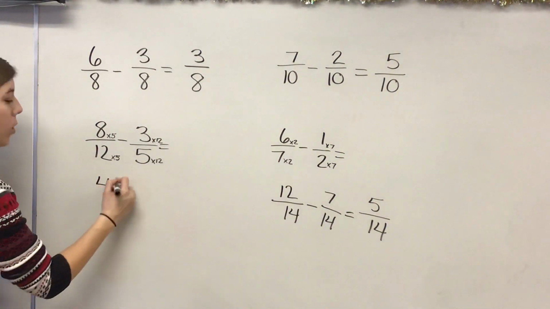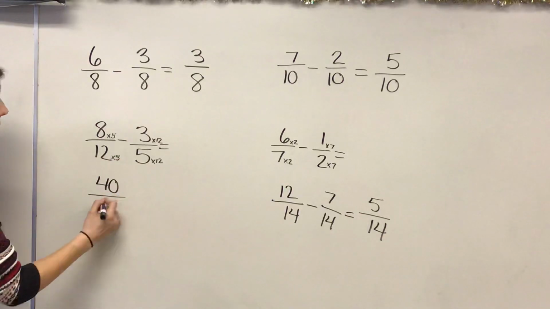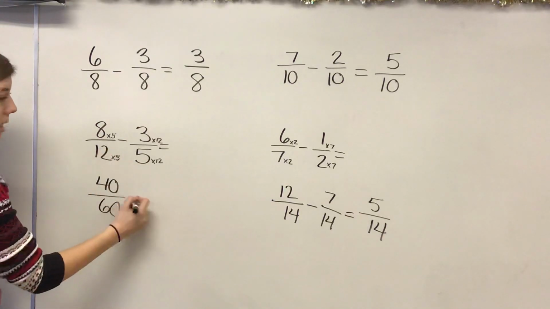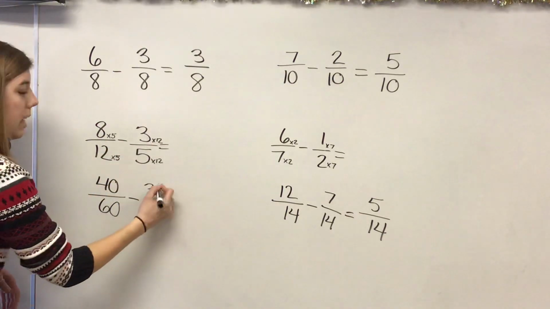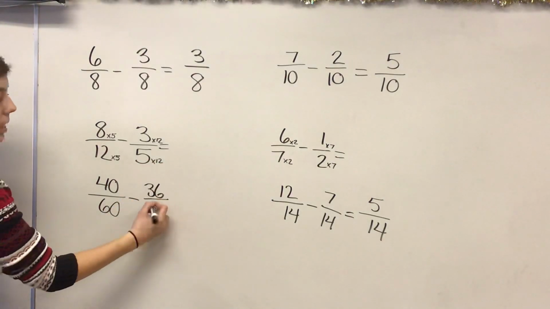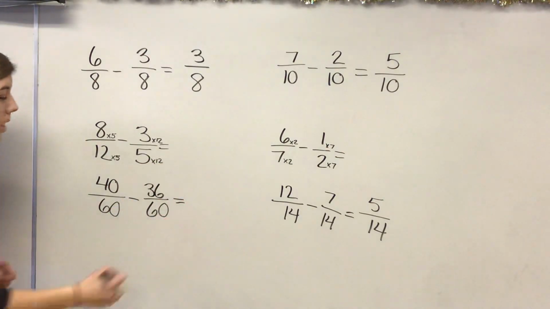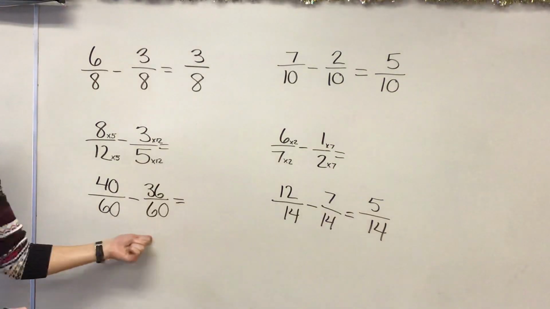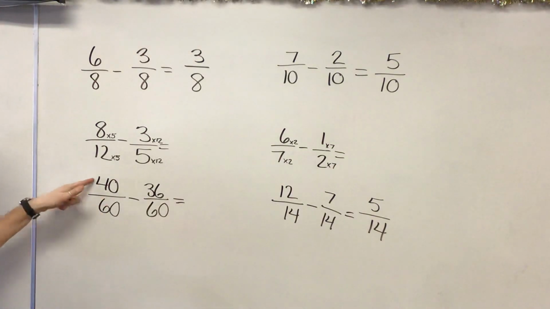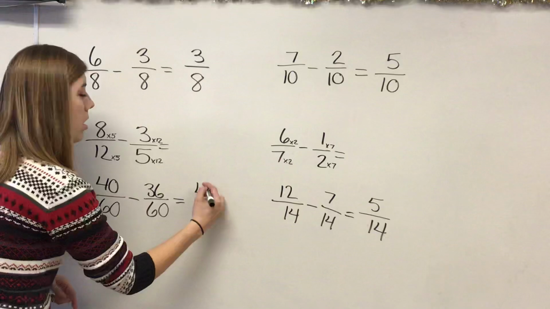8 times 5 is 40. 12 times 5 is 60. Minus 3 times 12 is 36. And 5 times 12 is 60. Equals. I have 60 for both of my denominators, so I'm good to go ahead and subtract. 40 minus 36 is 4.